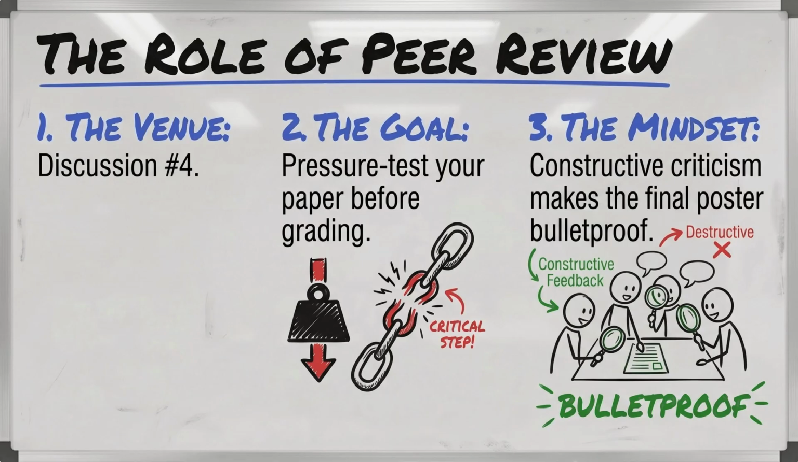For instance, if a peer points out a wall of text, it's because poster judges hate them. Writing clear, active topic sentences in your paper now prevents you from panicking and again, copy-pasting giant paragraphs onto your poster later. Make sure you apply that feedback before Sunday's deadline. This iterative process of drafting, getting feedback, and revising is how strong academic work is built, and it directly prepares you for the next step.